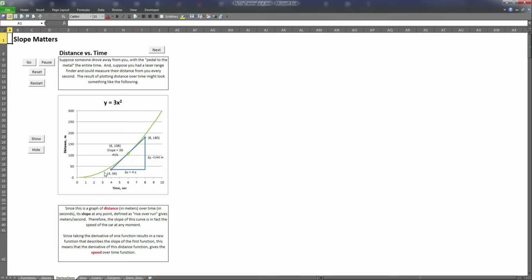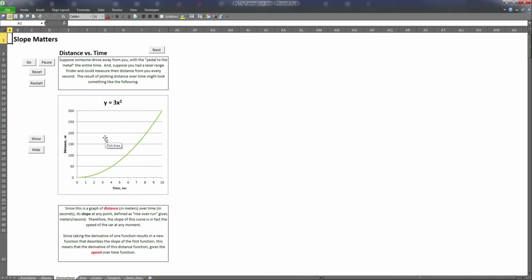So the slope's changing, which means your speed's changing. The slope is increasing because it's getting steeper as you go. So that is a representation. The slope is actually a representation of your speed at any moment. So why is that interesting?